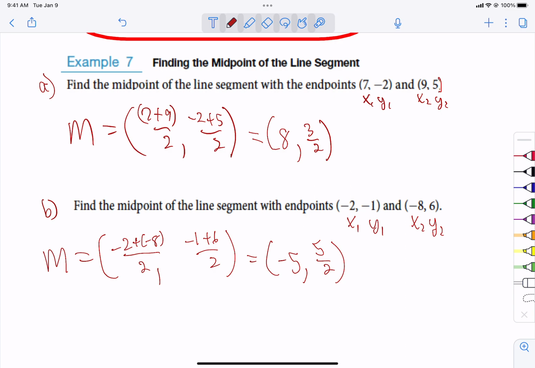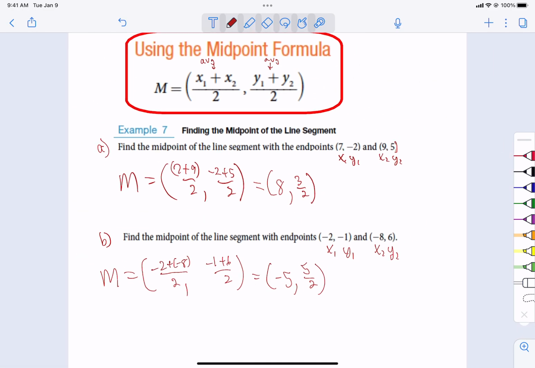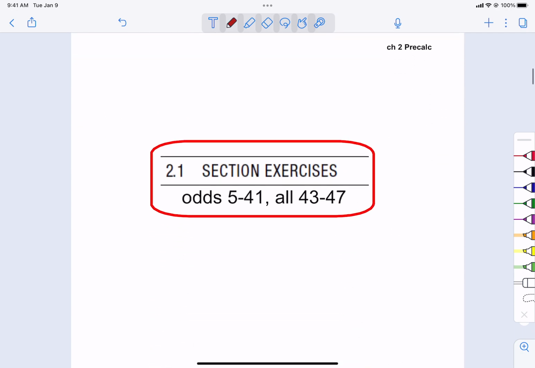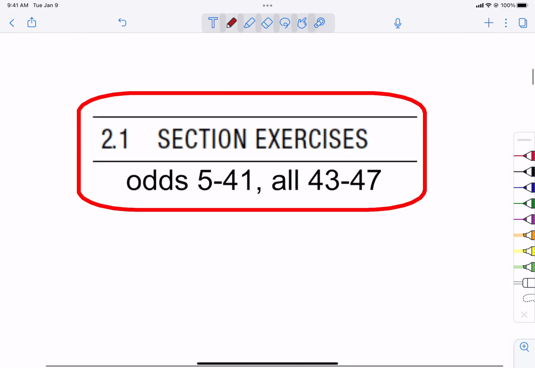Since divided by 2 is always going to give you a 0.5 for whole numbers or integers, if you want to make that 2.5, so be it. If not, again, that's a perfect answer. Just leave it. So there is the midpoint. So that gets us to 2.1.